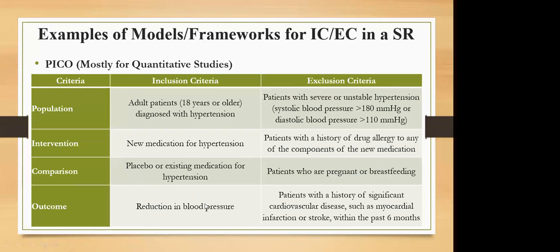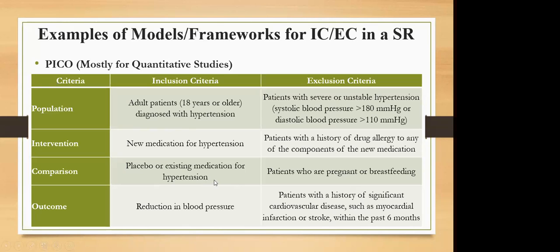And now, for our outcomes, the major outcome that we are looking at is for participants who have been tried on the new medication, and the effectiveness of the new medication compared with placebo or existing medication among these adults, where the only outcome of interest is what? Reduction in blood pressure. So if we have other outcomes, maybe such as patients with a history of significant cardiovascular diseases, such as this and that, we are not interested in them.